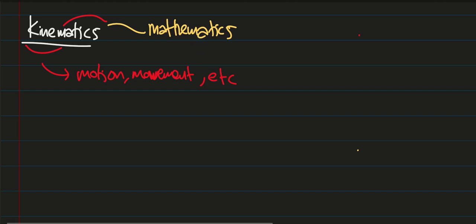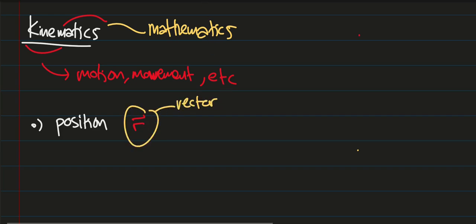We now have three important things. First is position. I would denote this as a vector, and it explains where something is. In some notation or some reference, we call it the position vector. So that means it explains where.